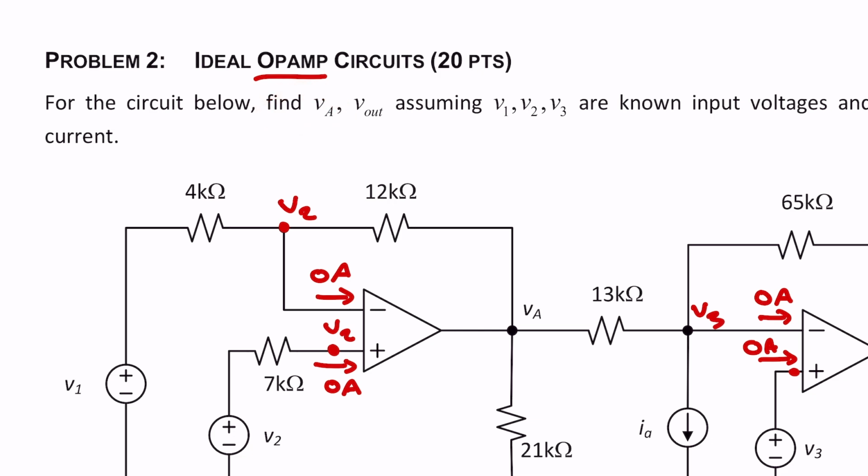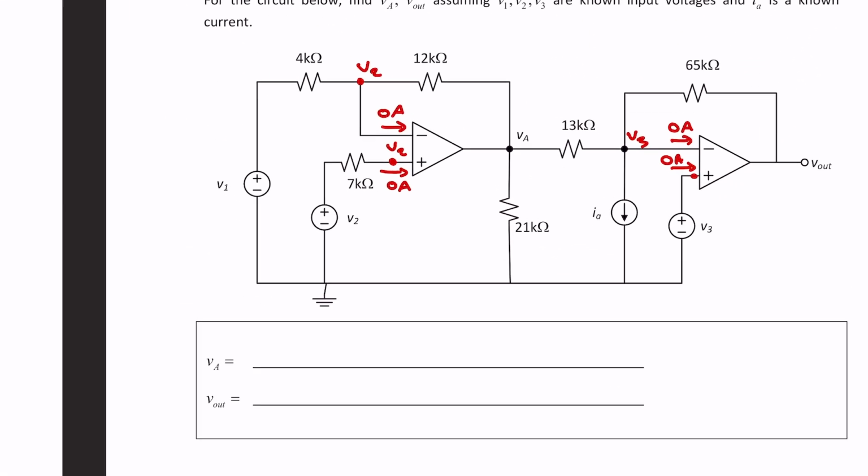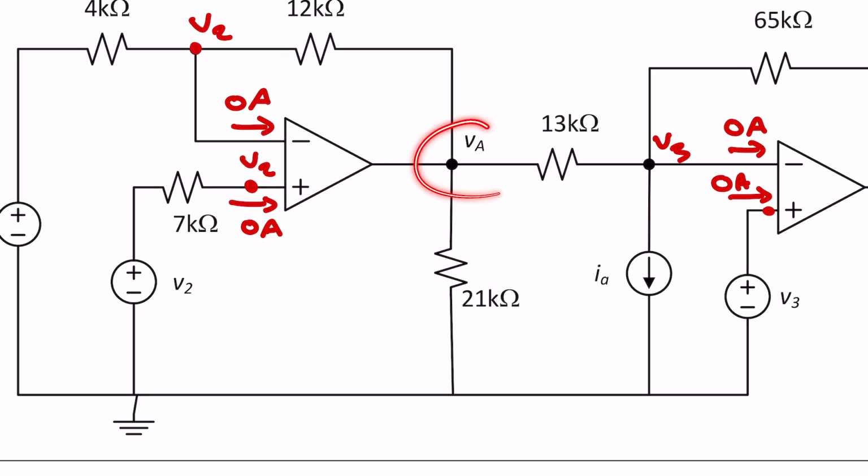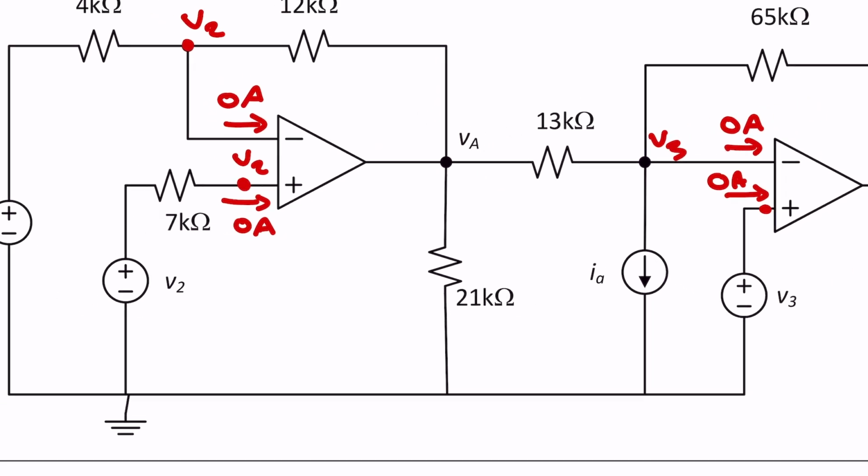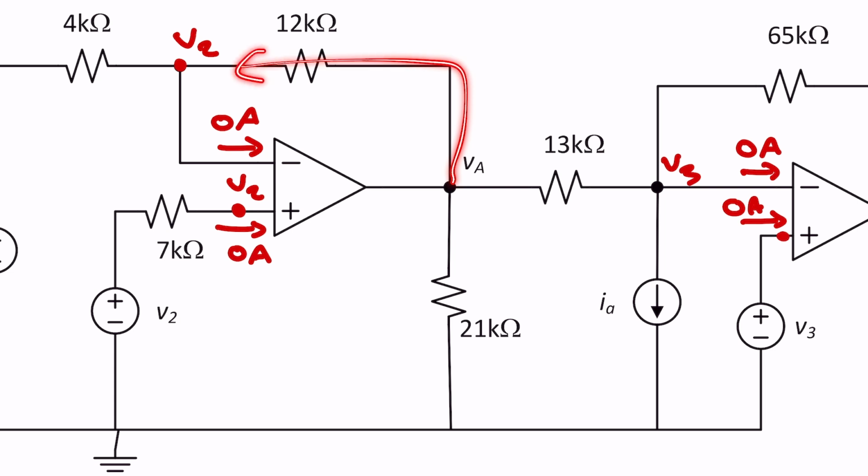Find VA and V out. All right, how do we find VA? Well, we have VA right here, so let's do KCL here, right? No, we're not going to do KCL here. The reason is because we can do this branch, we can do this branch, we can do this branch, but this branch is the tricky one because there might be current coming out of here, there might be current going into there.